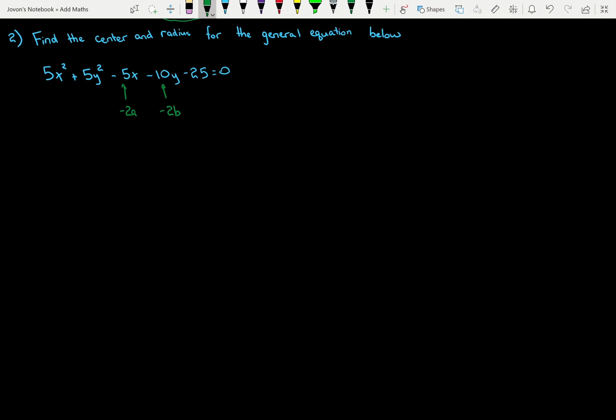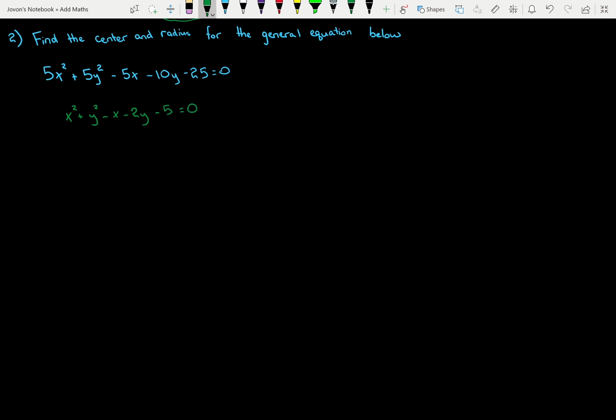Okay, but rather than do that, what I think is the best way, to also enhance your skills, is to convert it into the other form, which is much easier to use. So the first thing we want to do is make sure the coefficient of x squared and y squared is 1. Okay, because it makes it much easier. So what we're going to do is divide throughout by 5. So we'll have x squared plus y squared minus x minus 2y minus 5 is equal to 0.